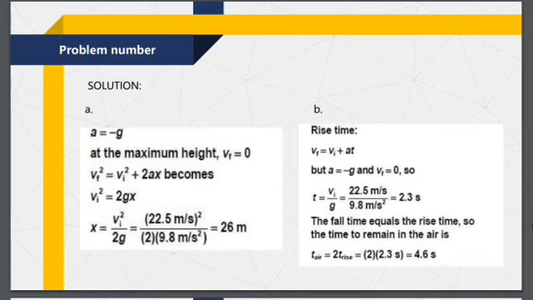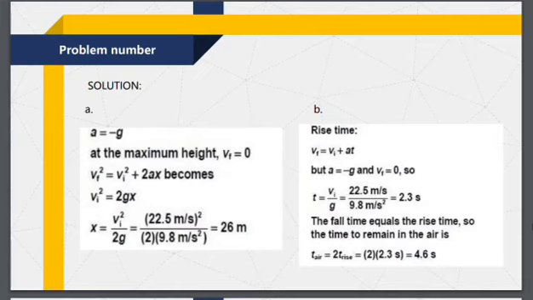Let's now substitute our given in the equation. We have x equal to (22.5 meters per second) squared over 2 multiplied by 9.8 meters per second squared. And we will get 26 meters as our distance.